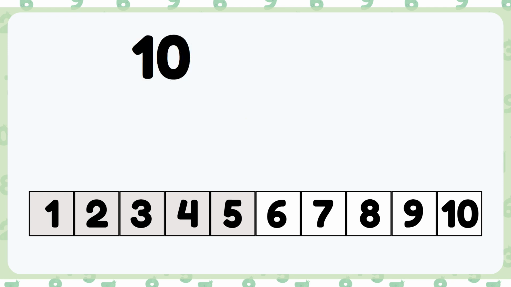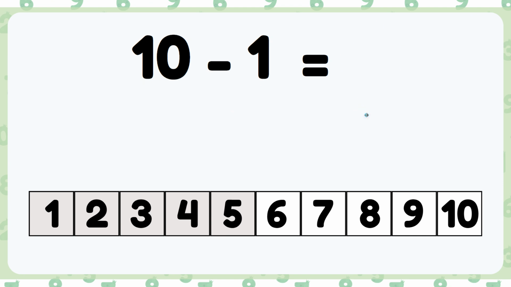Excellent job. And how many cars zoomed away really fast? Yes, one. So how can we show that in our number sentence? Perfect. We're going to write subtract one. Awesome. So if we had 10 and then one part of that 10 zoomed away, what are we trying to figure out with our equal sign? Yeah, we're trying to figure out what part of 10 is left over, right?